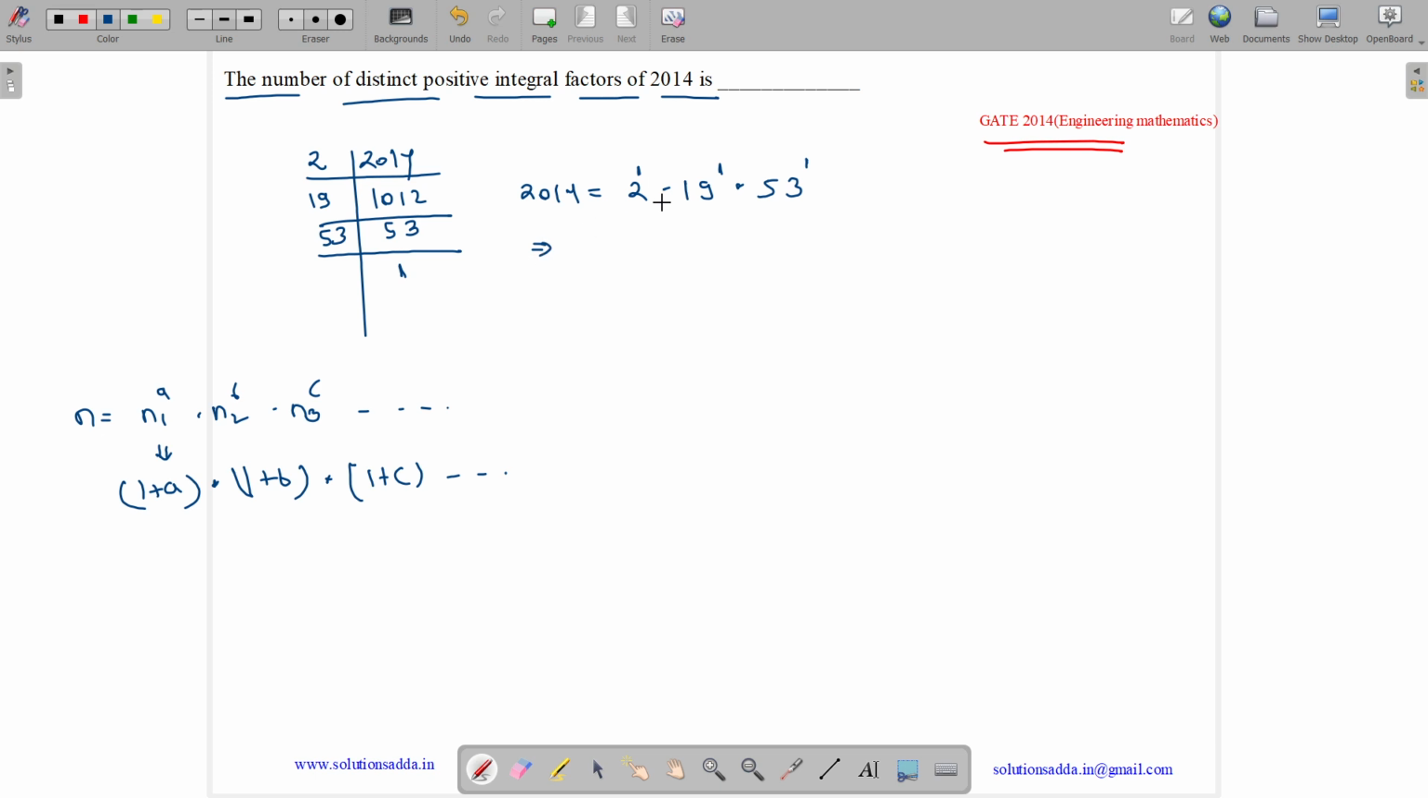So the number of factors is (1 plus 1) into (1 plus 1) into (1 plus 1). Either we don't take 2 or we take 2. Don't take 19 or take it. Don't take 53 or take it. So it is 8. So the answer to this question is 8.